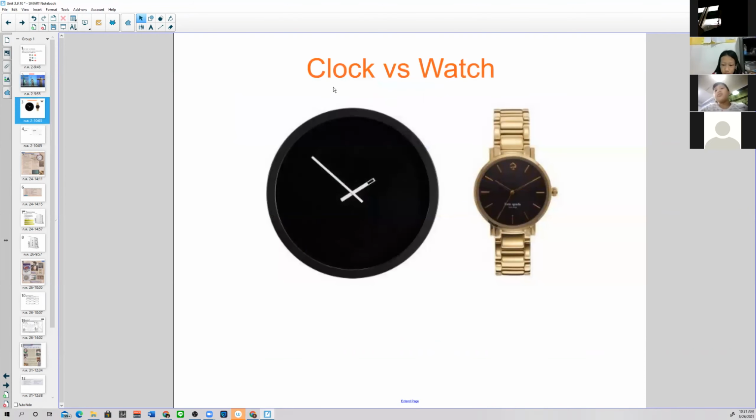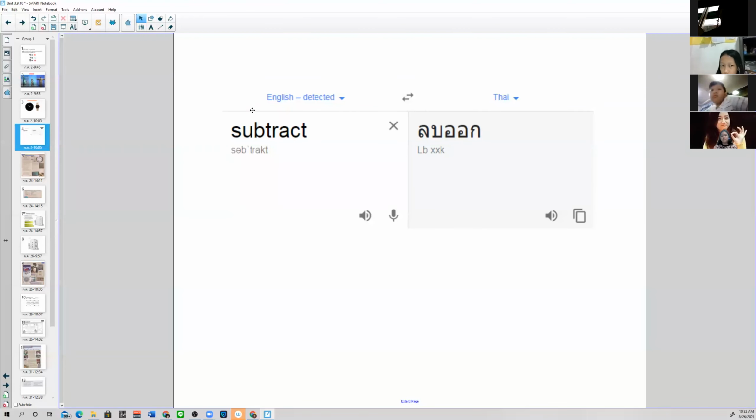Okay, next one is clock versus watch. The thing on the wall you call a clock, but the thing on your wrist is called a watch. You have to call it a watch. It's different. All right, next one, subtract. It's another vocabulary in mathematics. Subtract means you erase it out. Understand?